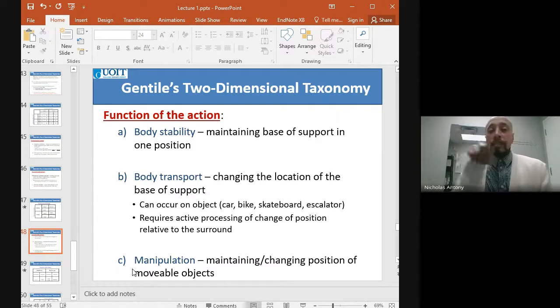The x-axis in the 2-dimensional taxonomy is talking about the function of the action or the actual skill itself. And so what we want to look at is whether or not the person's body, the person performing the motor skill, is stable or in motion. If they're in motion, you obviously have to process more things, so it makes it more difficult. And then the last thing is whether or not we're manipulating an object. Because the act of having to manipulate an object with your hands, or with your feet if you're playing soccer, for example, adds a level of difficulty.